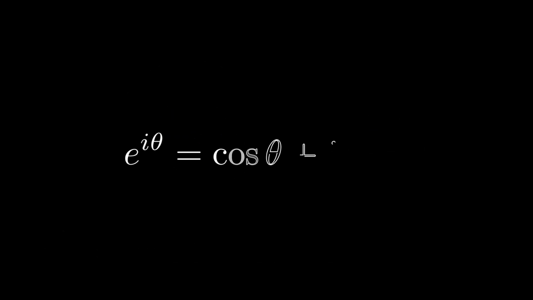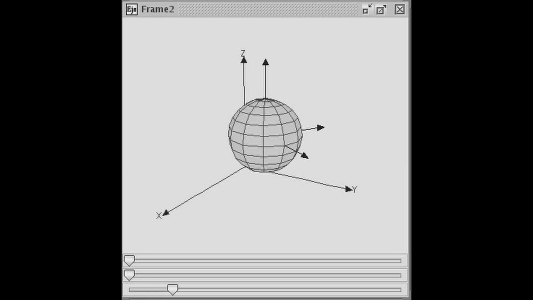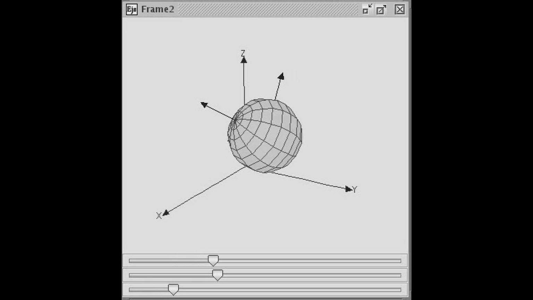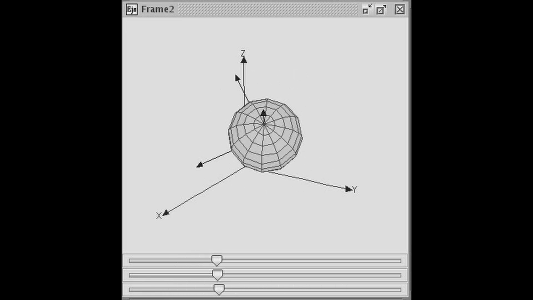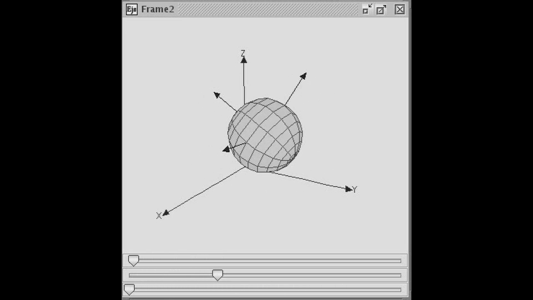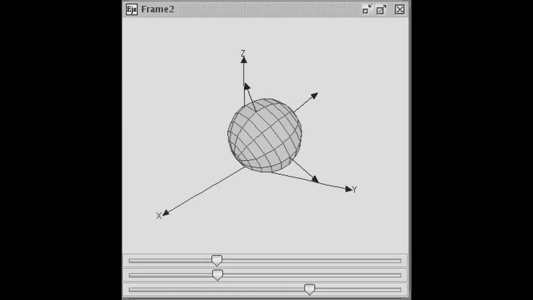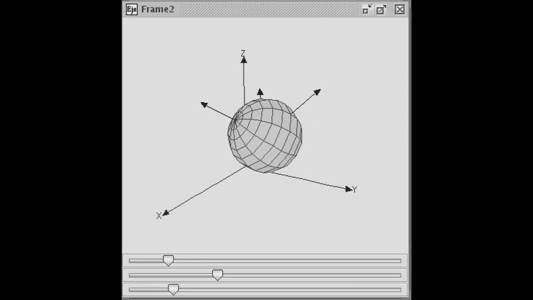Now I'm going to take Euler's formula and replace both of the i's with u's. You'll see why in a minute. This is a sphere rotating in 3D space. That much you can probably see. Notice though that there are 3 different values controlling the rotation. Think back to the gimbal.